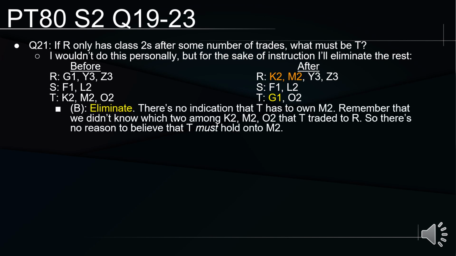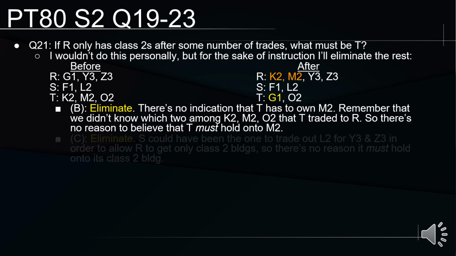Answer choice B. Does this have to be true? And no, it does not, so we eliminate this one. There's no indication that T has to own M at this point. Remember that we didn't know which among K, M, and O that T traded to R, so there's no reason to believe that T must be holding on to M. It didn't have to be K and O. It could have been K and M, it could have been M and O, it could have been K and O. It could have been any combination of the three letters that T has. There's nothing telling us that T has to have hung on to M by the end of it all.